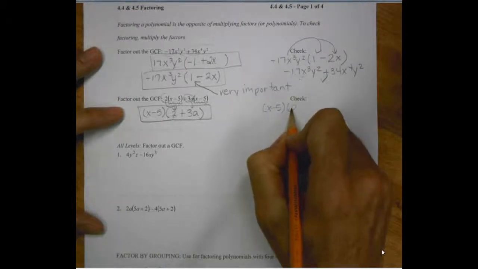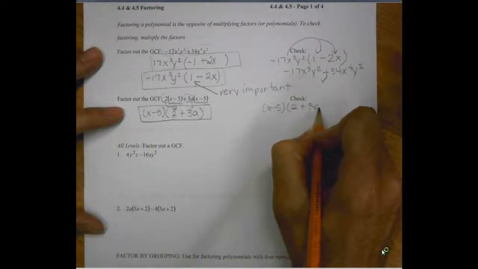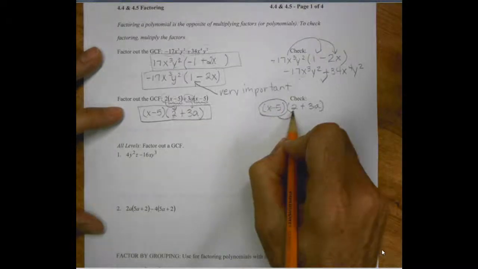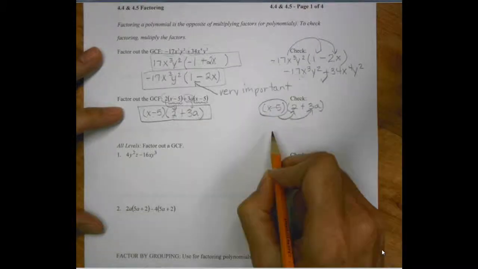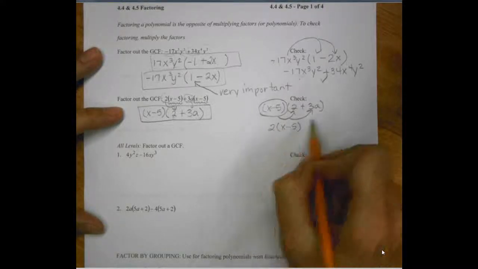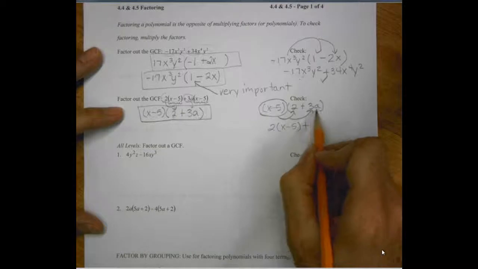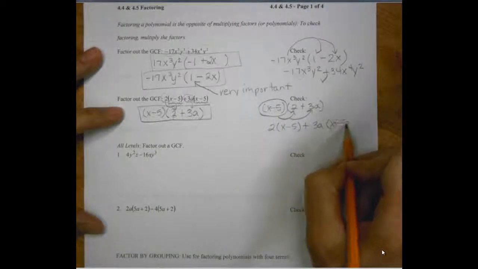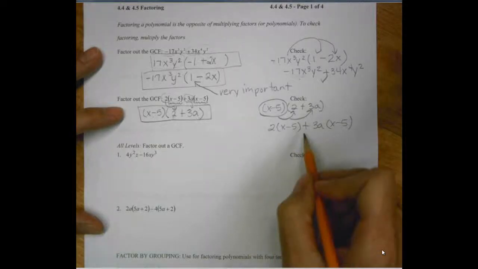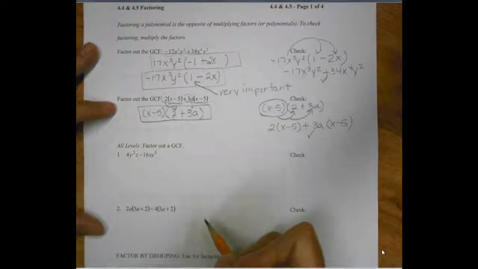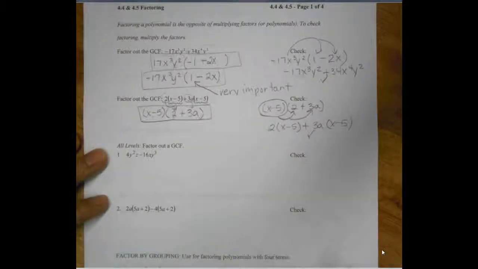have to do a little bit of a sneaky check and take this whole x minus 5 and distribute it by each term. And when I do that, I have 2 times the quantity x minus 5 and then plus 3a times the quantity x minus 5 again. And that is what I started with over here, so my answer checks here also. Here's some problems for you to try out.